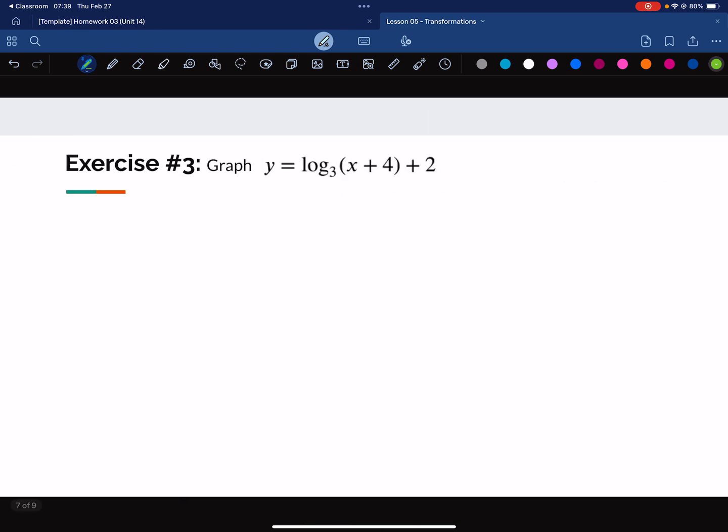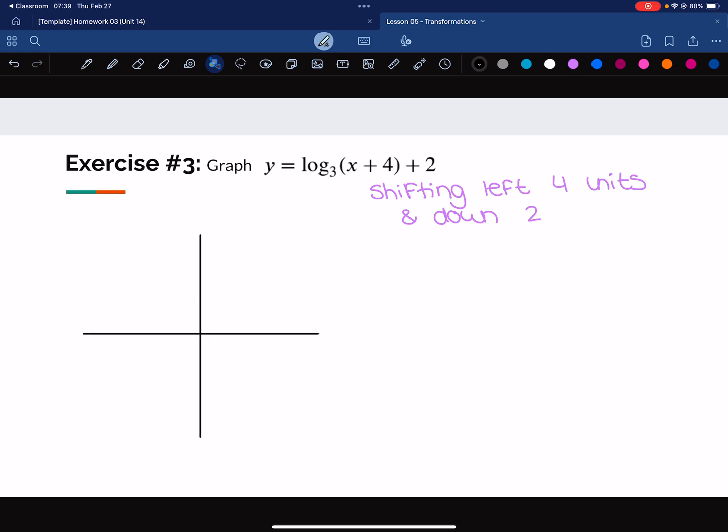Now I've got 2 shifts here. I'm shifting left 4 units and up 2 compared to the parent function. So again, when I think about that (1, 0) being the point that I know, I'm going left 1, 2, 3, 4. And I'm going up 2. Oh, I wrote down 2. Up 2, sorry about that. Positive.